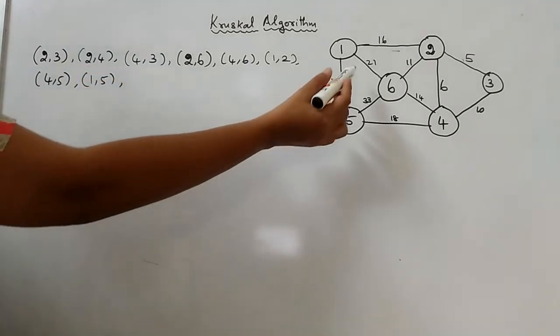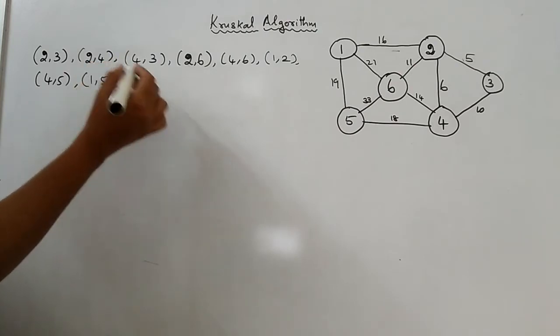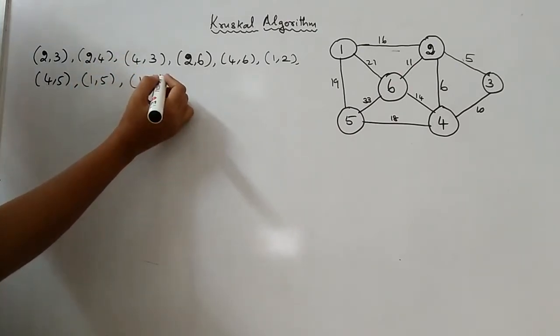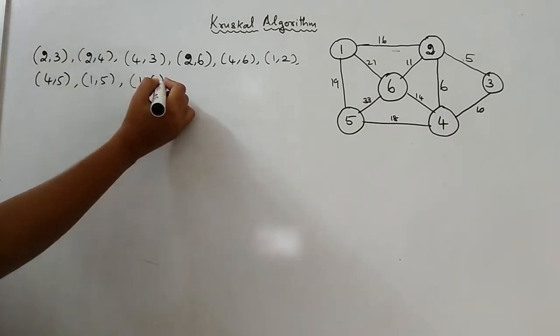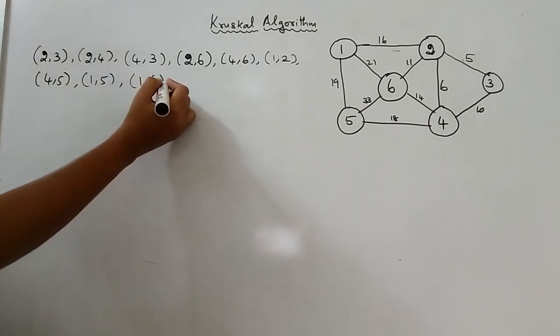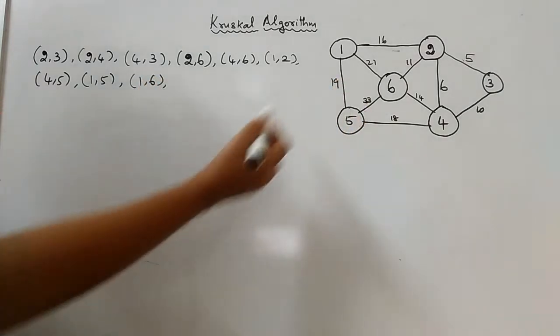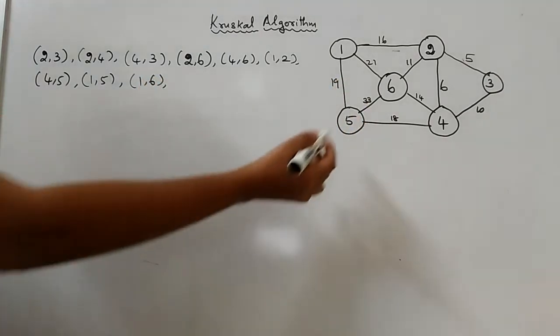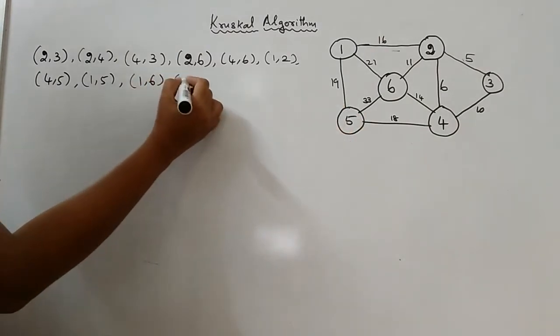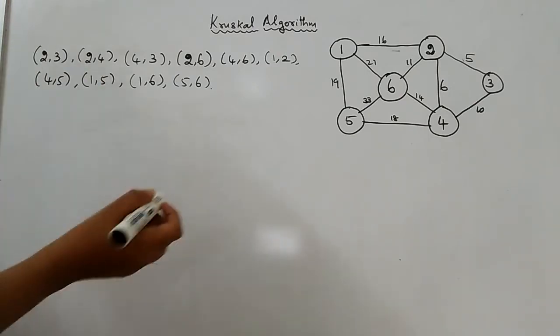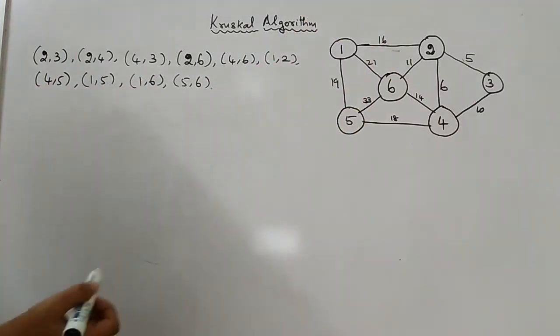Next to 19 I have 21, so I am writing 1 comma 6. Next to 21, what's the next edge? 33. So I'm writing 5 comma 6. So I have covered all the edges here.